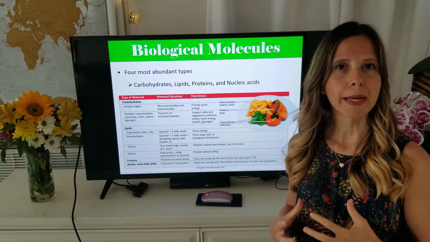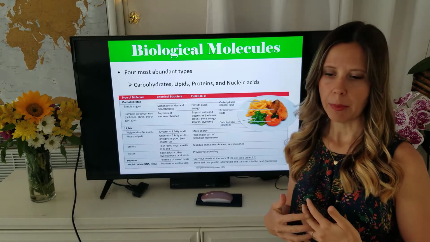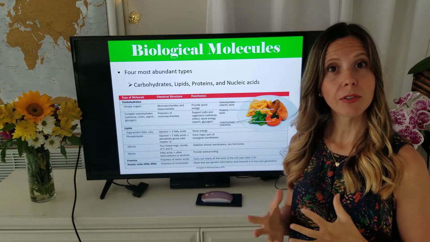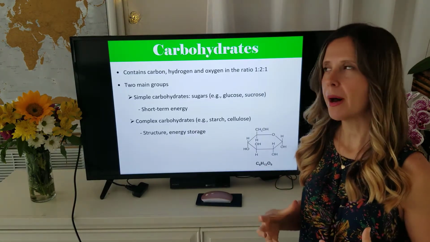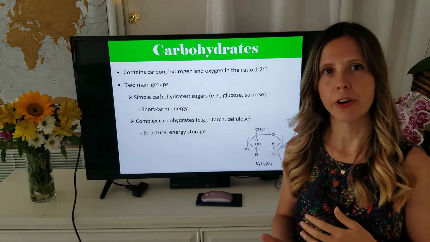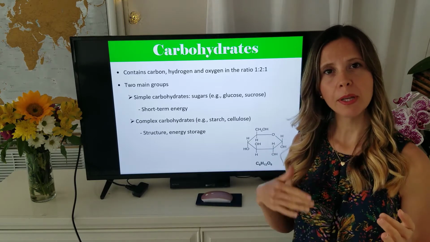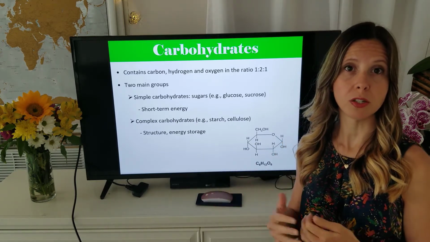The 4 most abundant types of biological molecules we find in living systems are carbohydrates, lipids, proteins, and nucleic acids. So let's have a look at each of these individually. Firstly, carbohydrates. If you think about the name, carbo referring to carbon, hydrate referring to water. So a carbohydrate is always going to have carbon, hydrogen, and oxygen in the ratio of 1:2:1.